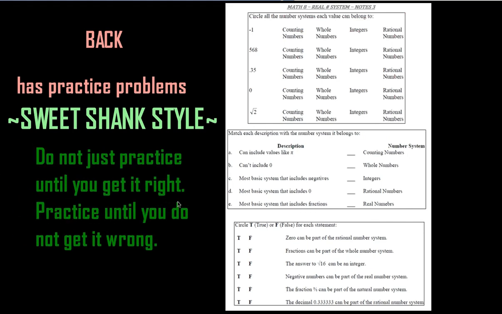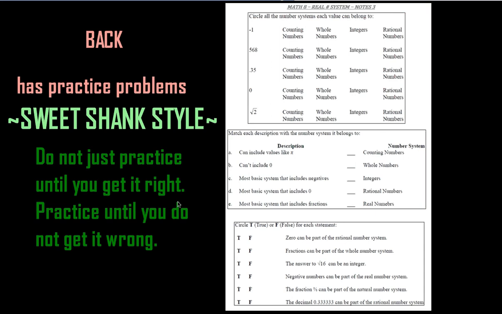And as always, some nice sweet Shen style. Do not just practice until you get it right. You want to make sure that you can practice until you don't get it wrong. Again, this is a key idea because it applies to a lot of things, not just in math, but a lot of things in life. If you were spelling your name wrong, or calling something not the correct name, you want to make sure that you're getting it right as well.